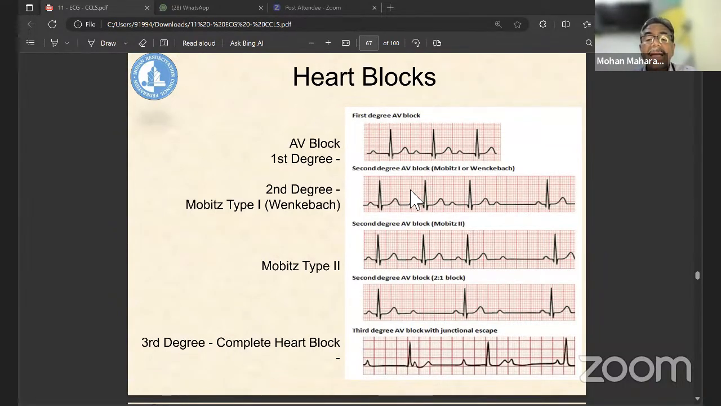And look at the second degree. Look at the PR interval: from this to this there is an increase, from this to this there is an increase, and again there is a drop of QRS. That means this is the Wenckebach phenomenon, second degree heart block. And look here: the PR interval is the same, the same, but again there is no QRS complex. So it's dropped. That's called Mobitz type 2.